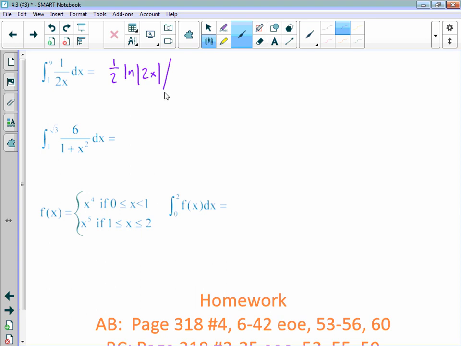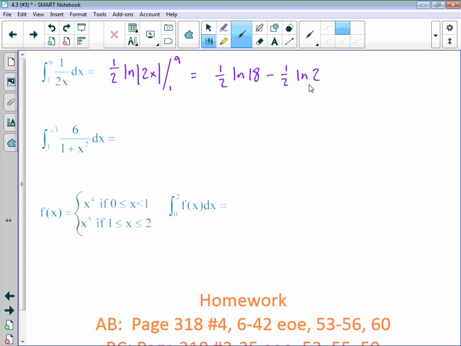Do we have another question? Okay, so here's doing our u substitution, and then we're going from 1 to 9. So we're going to plug in the 9 first, which gives us the natural log of 18 minus a half natural log of 2. And now this is not how it would be written on multiple choice.